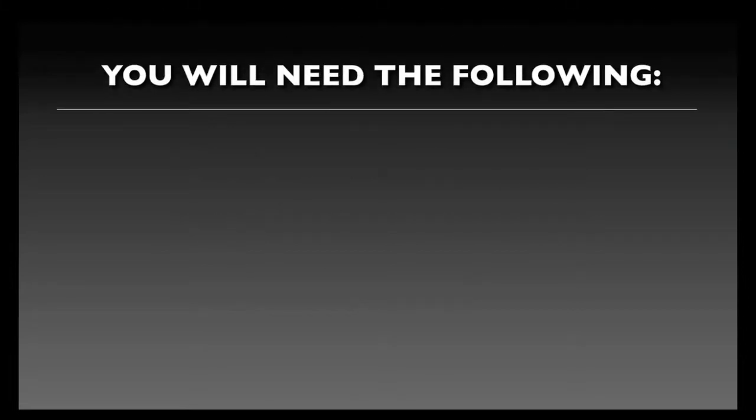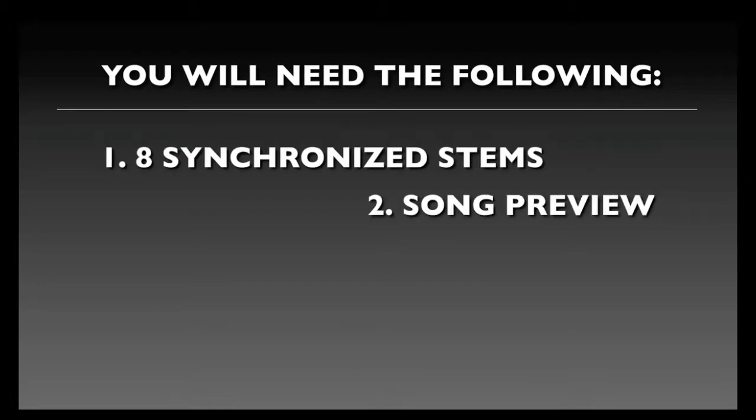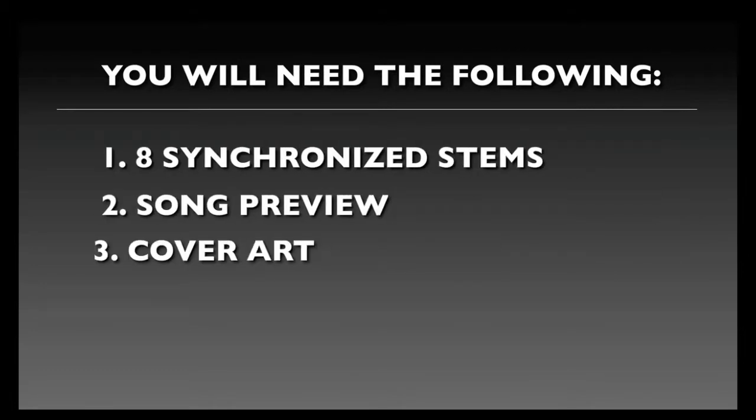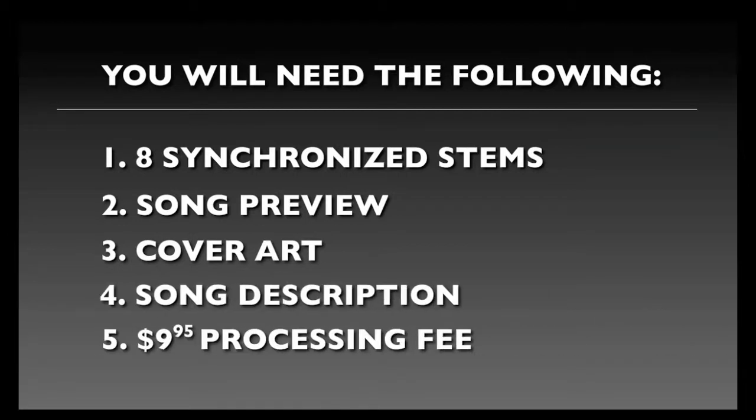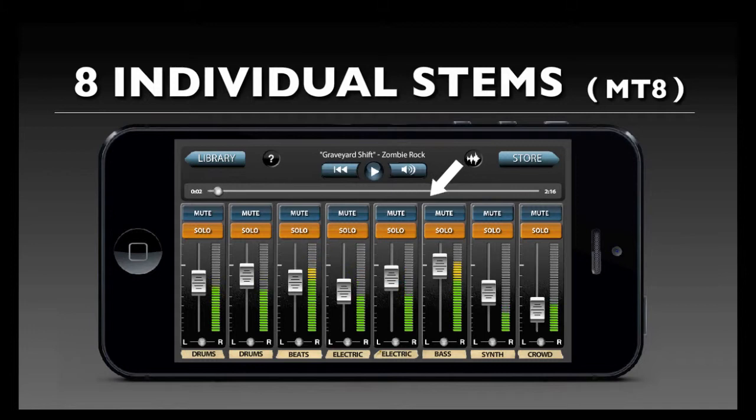You must have the following for each song: 8 individual stems, a song preview, cover art, a song description, and a $9.95 processing fee. We call each song in the MultiTracks app an MT8. You must export your songs into 8 separate stems, for example, drums, bass, guitar, vocals, etc. Here's how to do that.